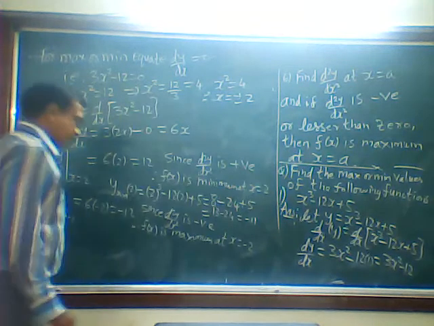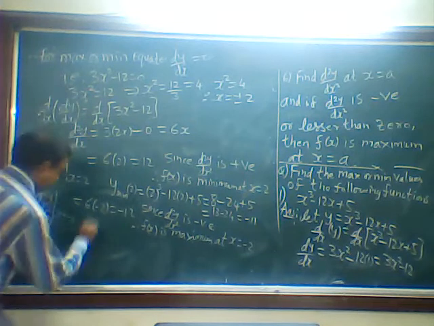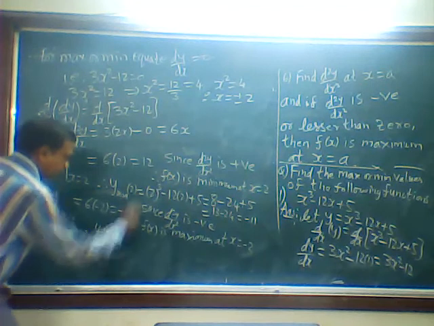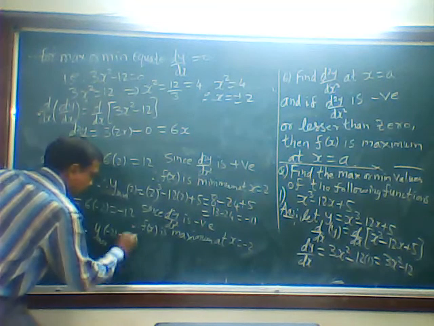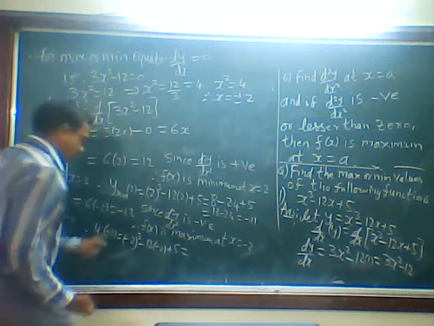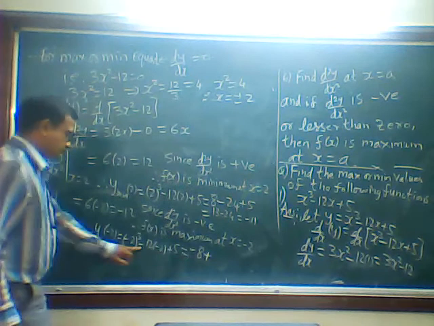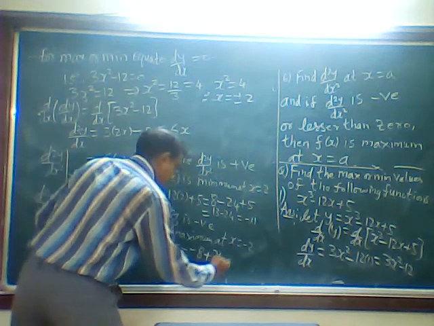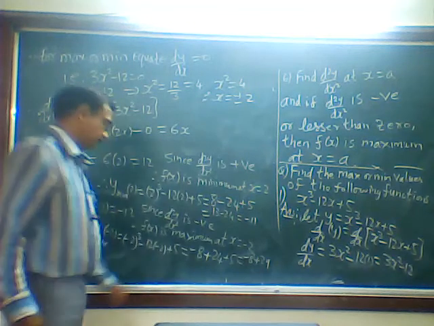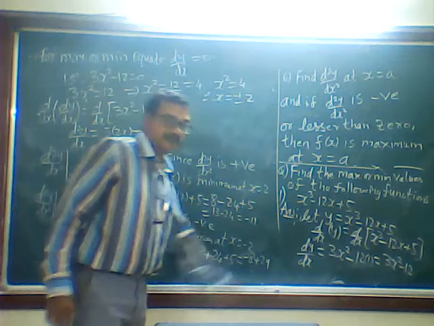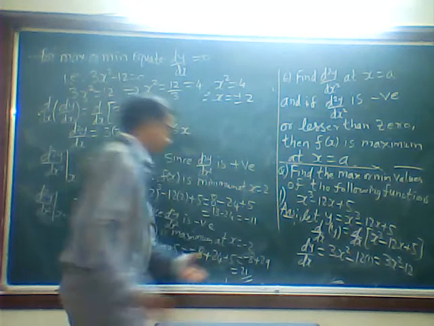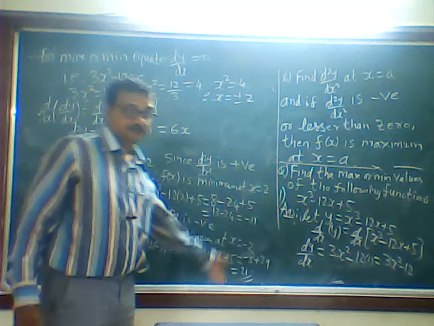Maximum at minus 2. Then we will find out y max at minus 2. Wherever x is, we put minus 2. Minus 2 cube minus 12 into minus 2 plus 1. So minus 2 cube is minus 8, minus into minus plus 24 plus 5. So minus 8 plus 29 is plus 21. See, 21 is greater than minus 11 only, so that is how it is.